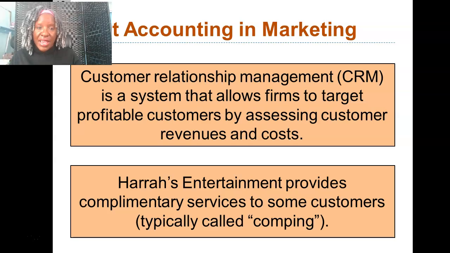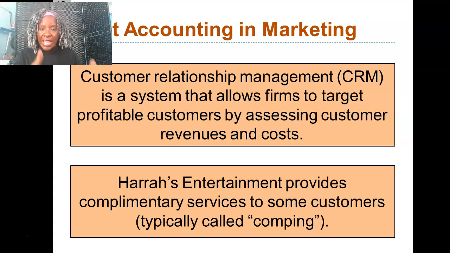In relationship management, again, a process of us learning how to establish relationships with our customers and using that information to develop better, more profitable revenue and customer service.